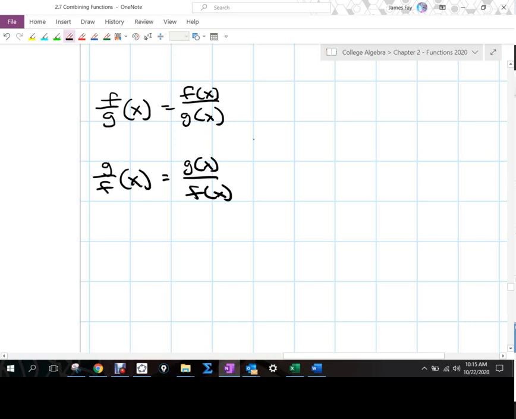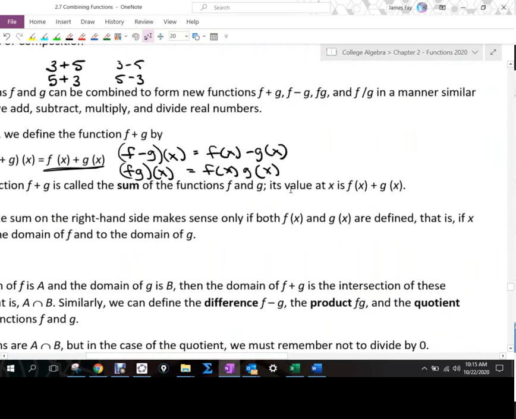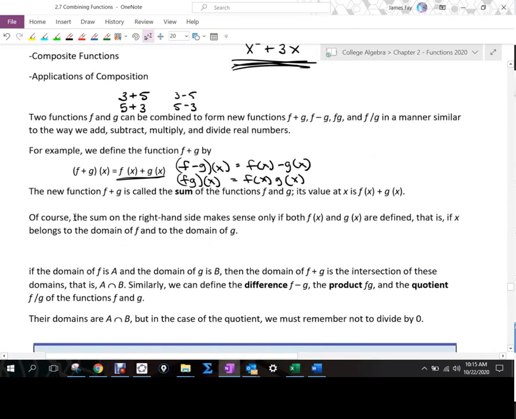Because the commutative property doesn't hold for division. Okay, so it says, of course, the sum on the right-hand side makes sense only if both f of x and g of x are defined. So this right here only makes sense if f and g themselves are defined for the x value.